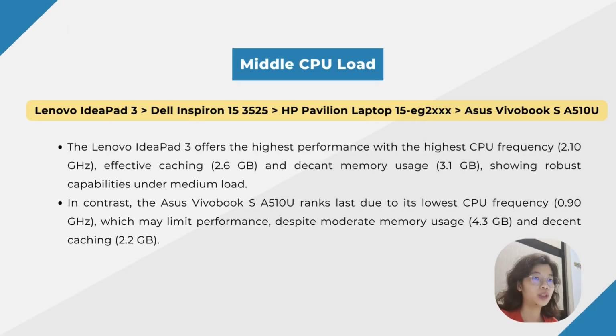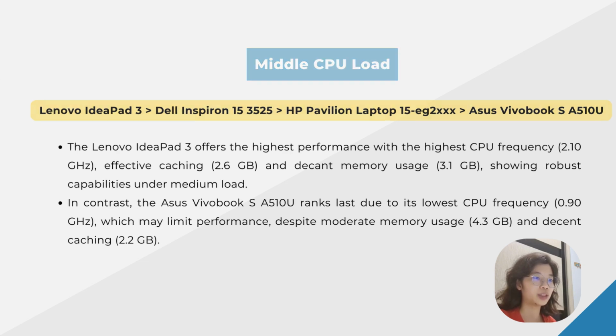Under moderate CPU load, the Lenovo IdeaPad 3 leads with its high 2.1 GHz CPU frequency, 2.6 GB caching, and 3.1 GB memory usage, ensuring strong performance. The Dell Experience and HP Pavilion follow it. However, the Asus VivoBook ranks lowest due to its lower 0.9 GHz CPU frequency.